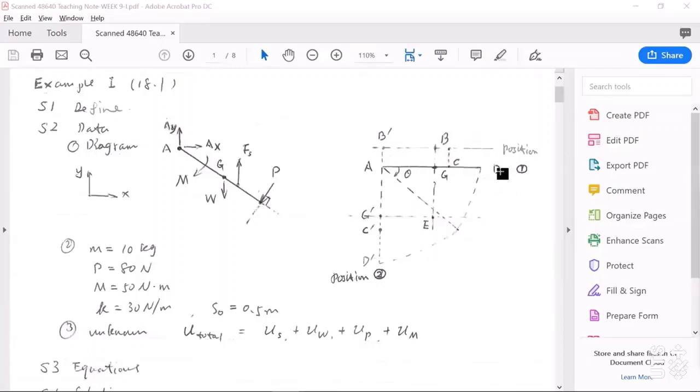Okay, in this diagram, we indicate position 1 and position 2. So in position 1, G is the mass center point here. In position 2, it becomes G prime. I use G prime, C prime, and D prime to show the points in position 2.